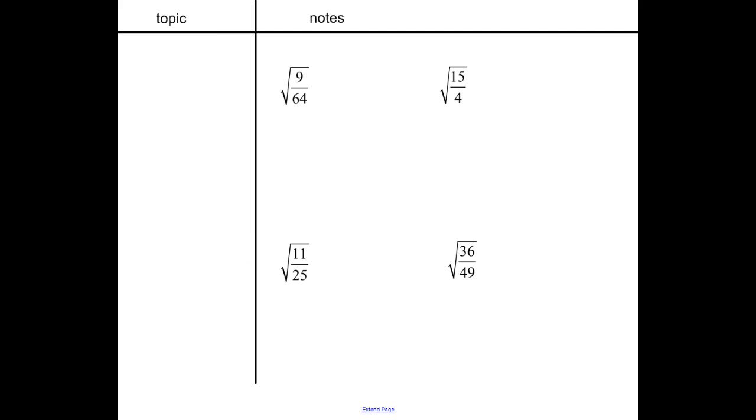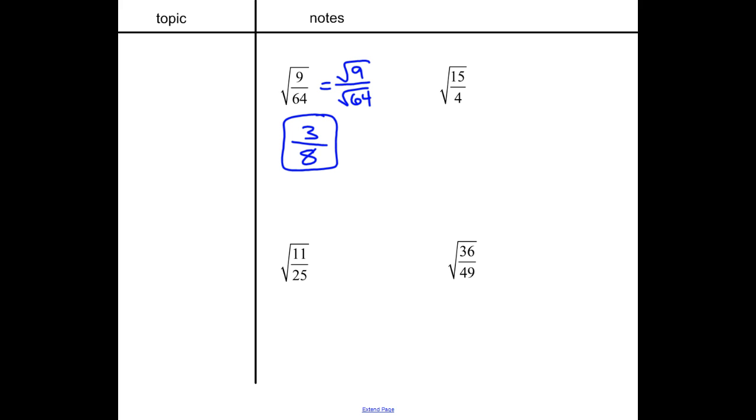All right, now let's remember our rules of radicals. What we can do here is we can split this up to be the square root of 9 over the square root of 64. Well, I know what the square root of 9 is. The square root of 9 is 3. I know what the square root of 64 is. It's 8. There's our simplified version.